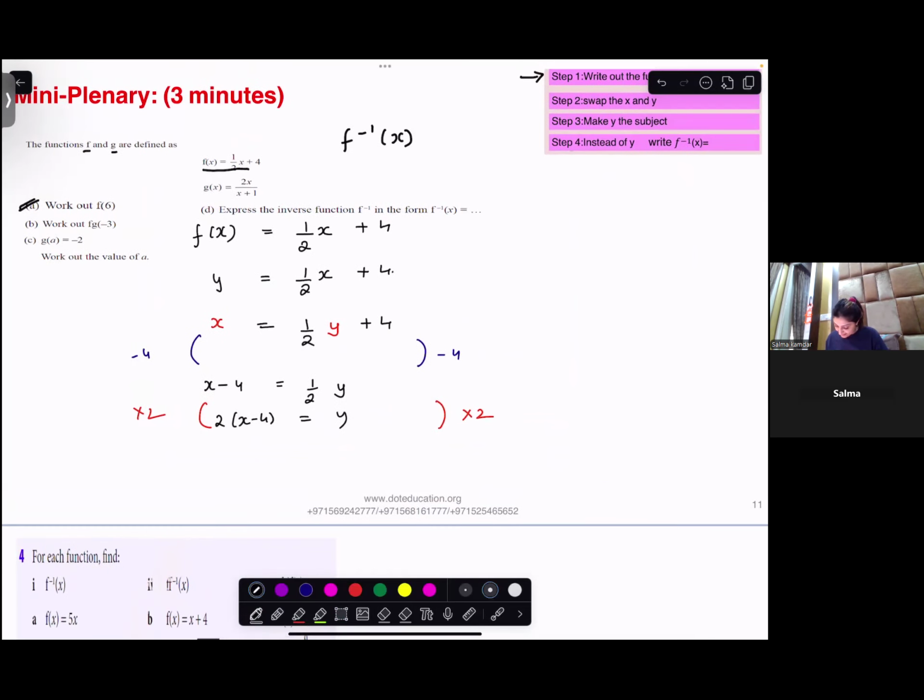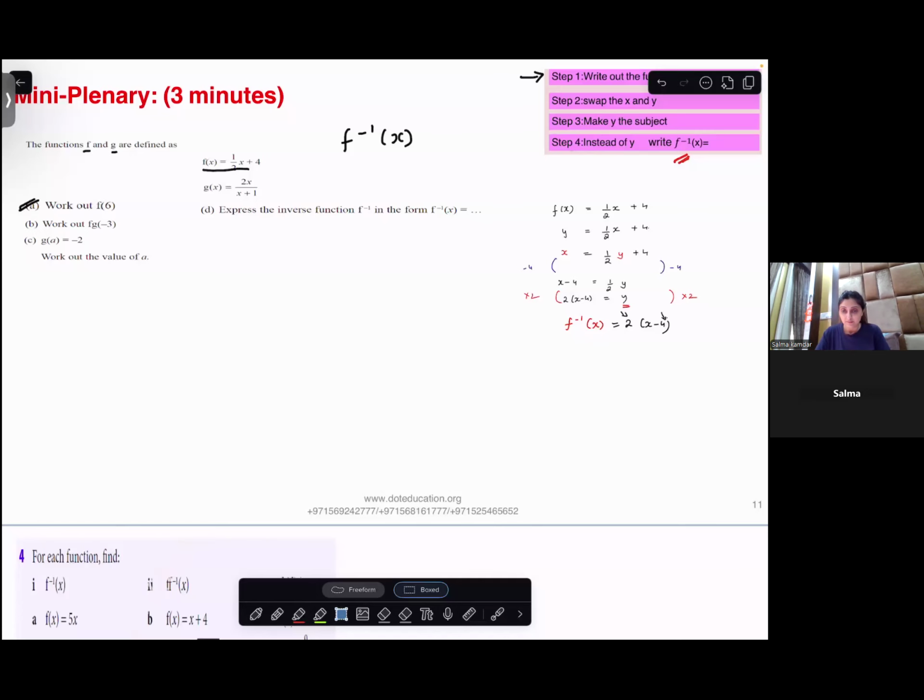I've made y the subject. Now instead of y, write f minus 1. So it's going to be f minus 1 of x is 2 times x minus 4. You get 1 mark for this and 1 mark for this. Okay, that's a question for 2. So this is one way of doing the inverse. Let's look at the other way of doing the inverse.